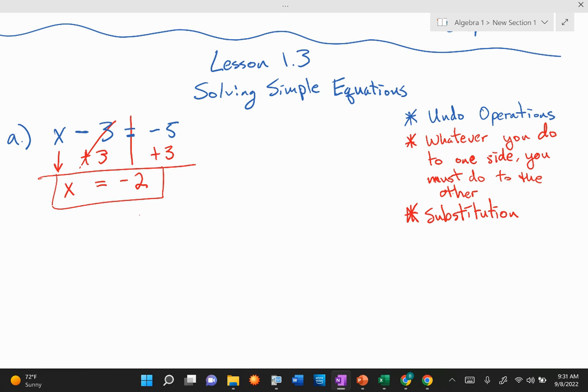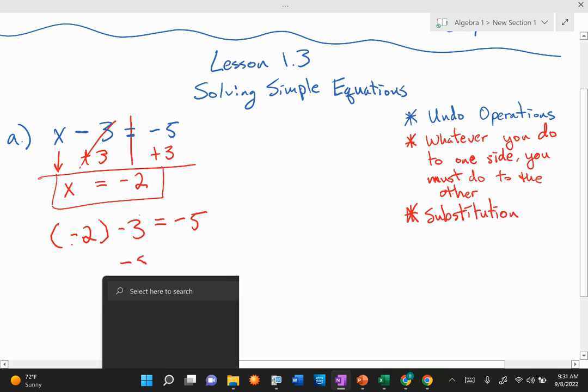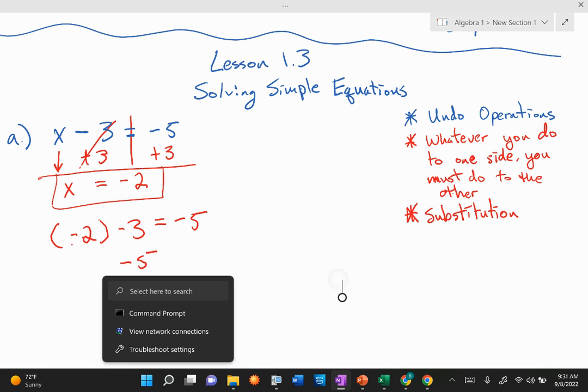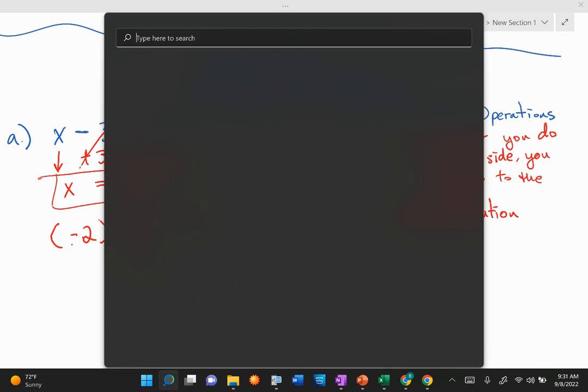To check it, you rewrite the problem. Instead of the variable, you put in your solution, which was -2. Okay, what is -2 minus 3? It is -5.